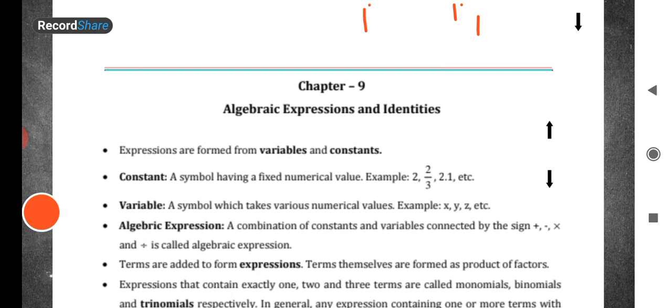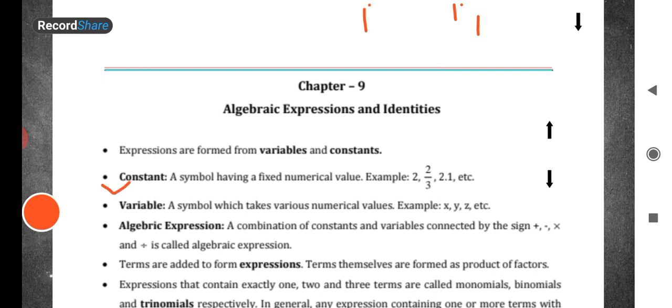Today I will cover class 8 maths chapter number 9, algebraic expression and identity. In this part I will cover the introduction of this chapter. So first point, expressions are formed from variables and constants. How are expressions formed from variables and constants?